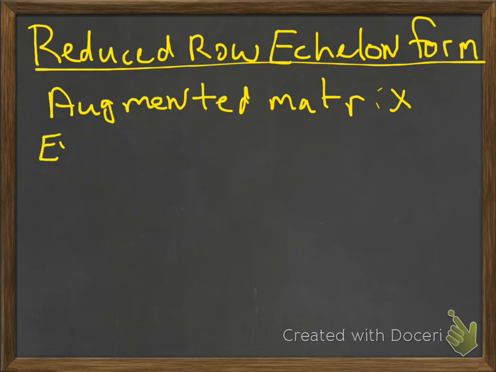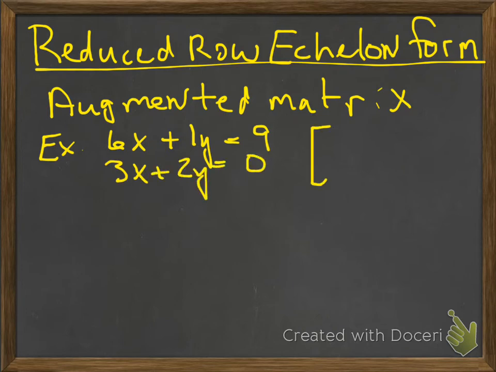Okay, so take this example. 6x plus 1y is equal to 9, 3x plus 2y is equal to 0. To rewrite that as an augmented matrix, you're basically copying the numbers straight across: 6, 1, 9, 3, 2, 0. That's it. There's your augmented matrix. Now, I put the little dash line between the coefficients and the answers because that's what I was taught, and I guess I'm still in the habit because I did it just like automatic.